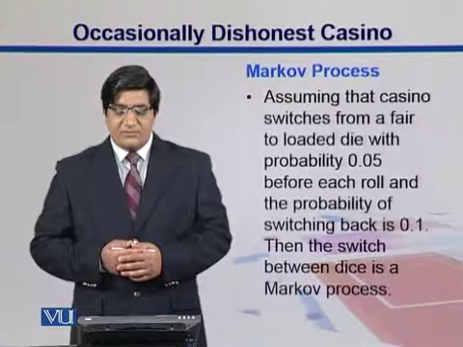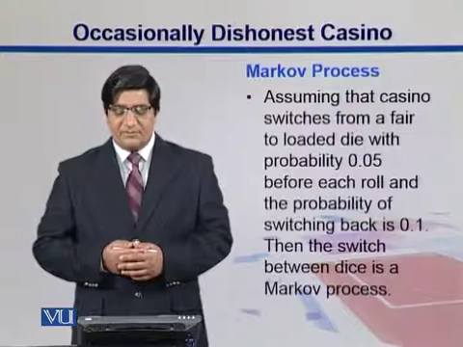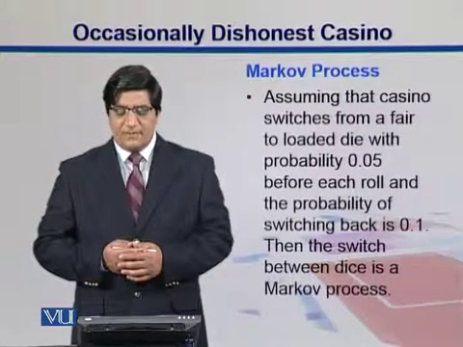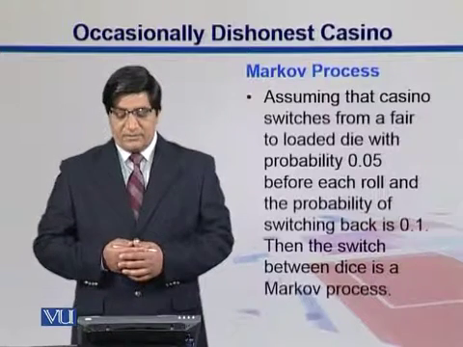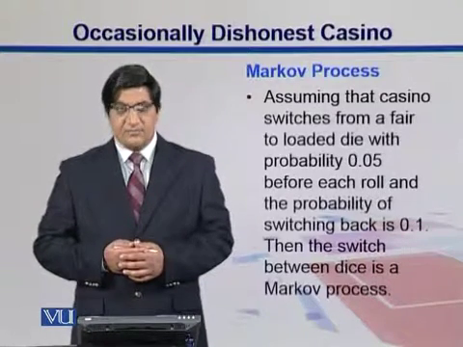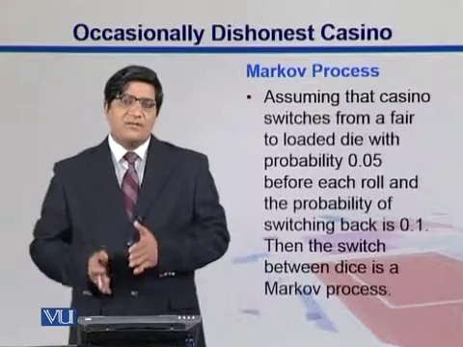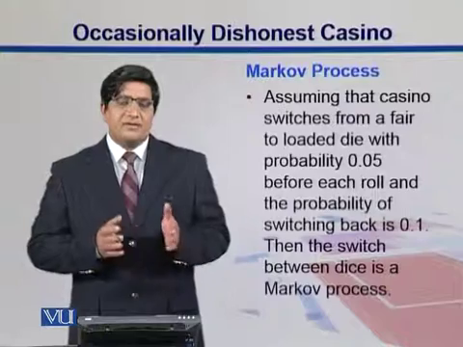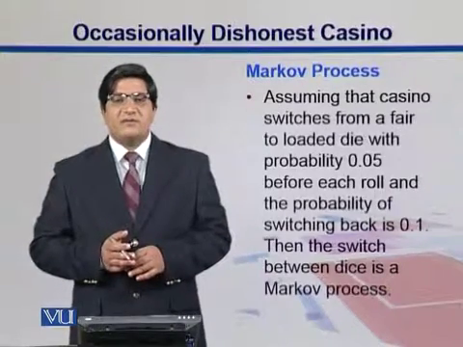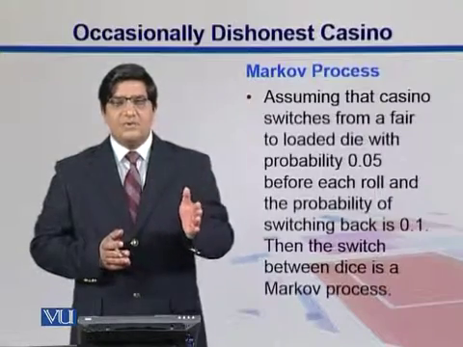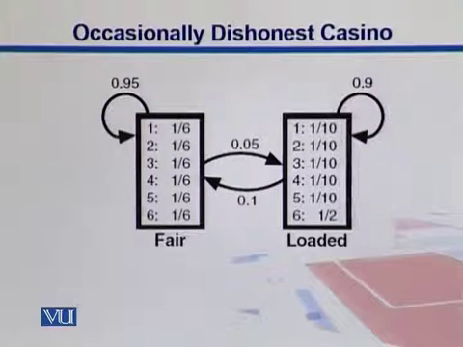So assuming that the casino switches from a fair to a loaded die with a probability of 0.05 before each roll, and the probability of switching back is 0.1, then the switch between dice is a Markov process. A Markov process is where we switch from one state to another, and obviously the probability of the state we go to depends upon the previous state.